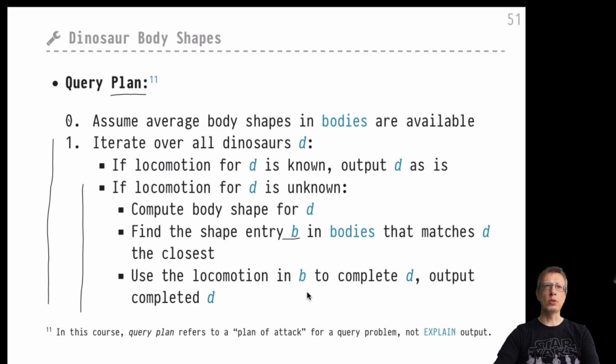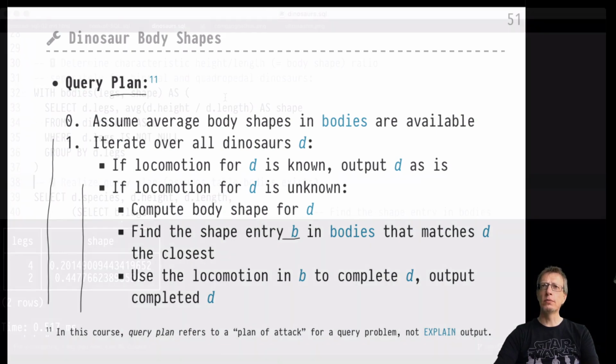And that's the final point of this query plan. So compute the body shape, and try to find the closest matching entry in the already existing bodies table. Once we found that, we have found the form of locomotion that we hypothesize, and that is the form of locomotion that we would assign to D. That would be our answer for this particular D for which locomotion was unknown before. That's the query plan. Quite simple, and it's actually rather simply expressed in SQL. That's nice to know. Okay, so let's go back to the editor.